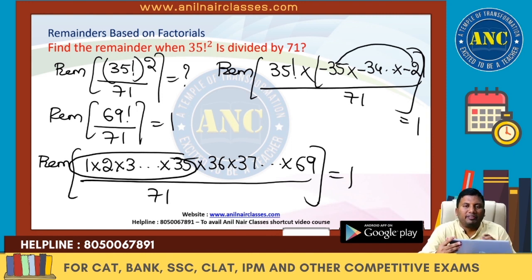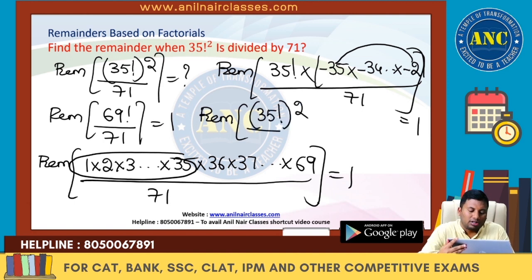From 2 to 35, there are 34 negatives. If you multiply 34 negatives, I will get a positive. So the answer is remainder 1. 35 factorial whole square divided by 71 is 1.